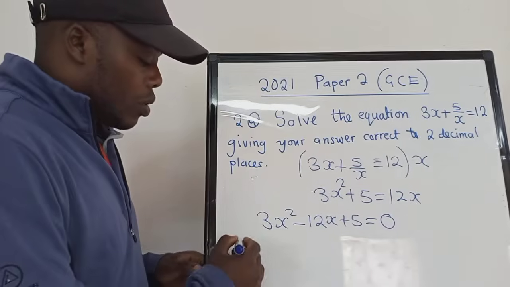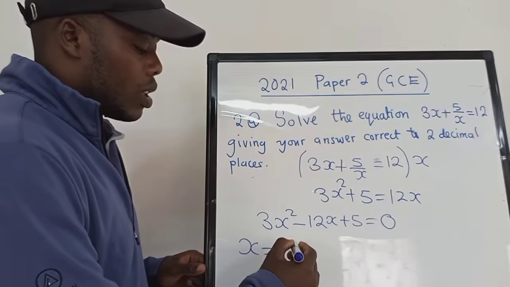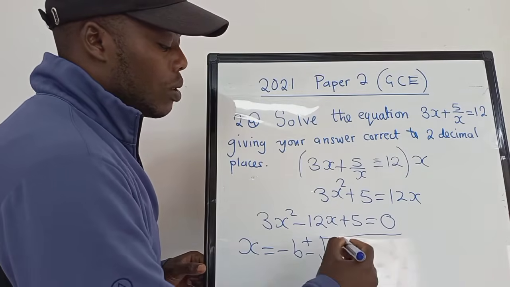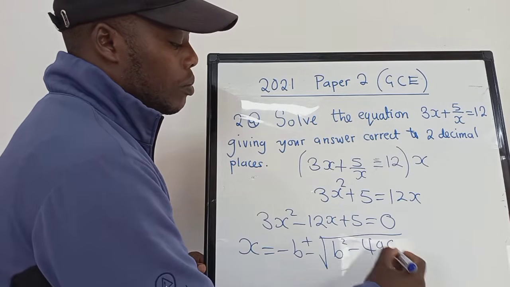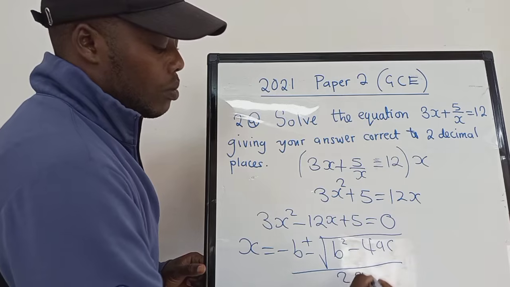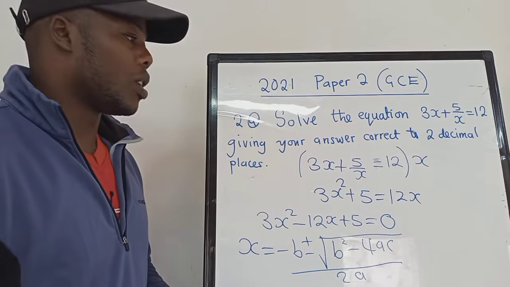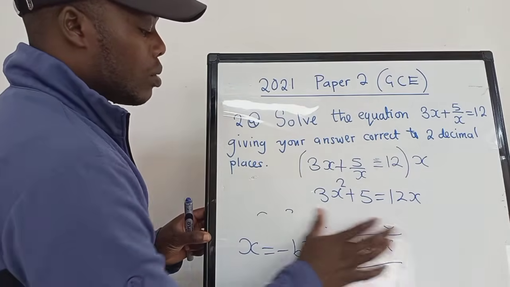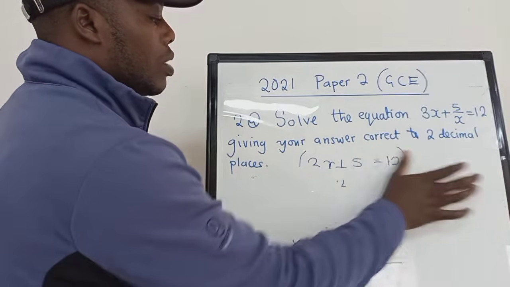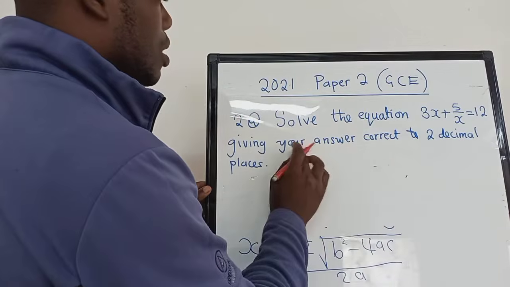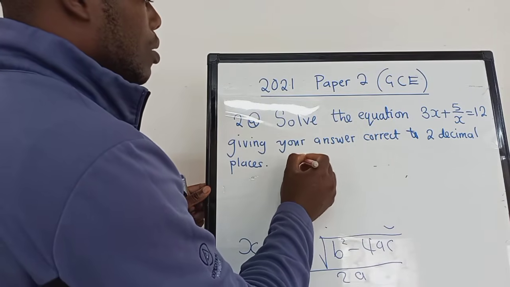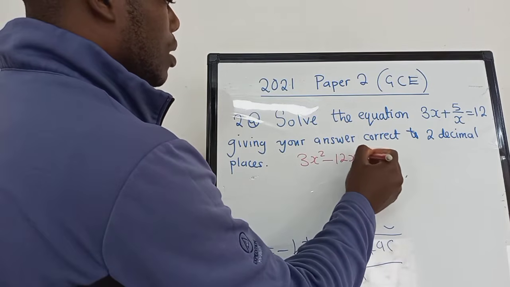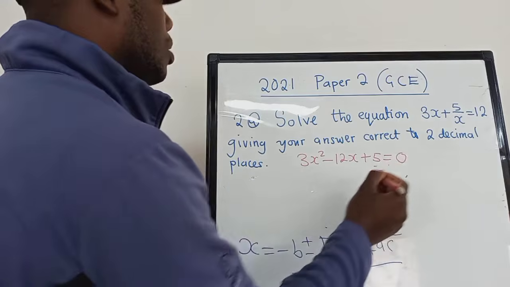We use the quadratic formula, which looks like this. In case you don't know how the quadratic formula looks, this is how it looks. Okay, so that's our quadratic formula. Let me clean up here and write the quadratic equation nicely. The quadratic equation that we're dealing with, let me put it in red, is 3x squared minus 12x plus 5 is equal to 0.